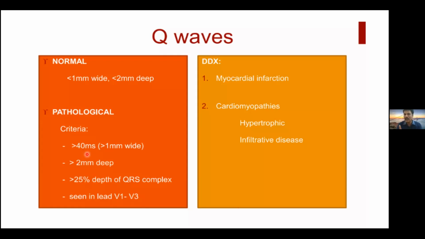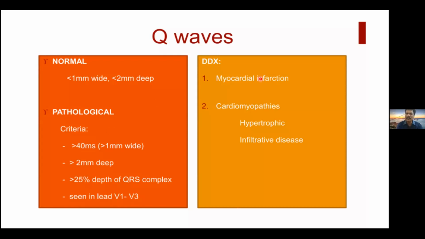Seen in leads V1, V2, V3. V1, V2, V3 will never have a P wave or Q wave. It is only an R wave. I'll say why it is happening. If it is present in V1, V2, V3, a Q wave present is always abnormal, right? So this slide is straight away for memorizing. Straight away memorizing.